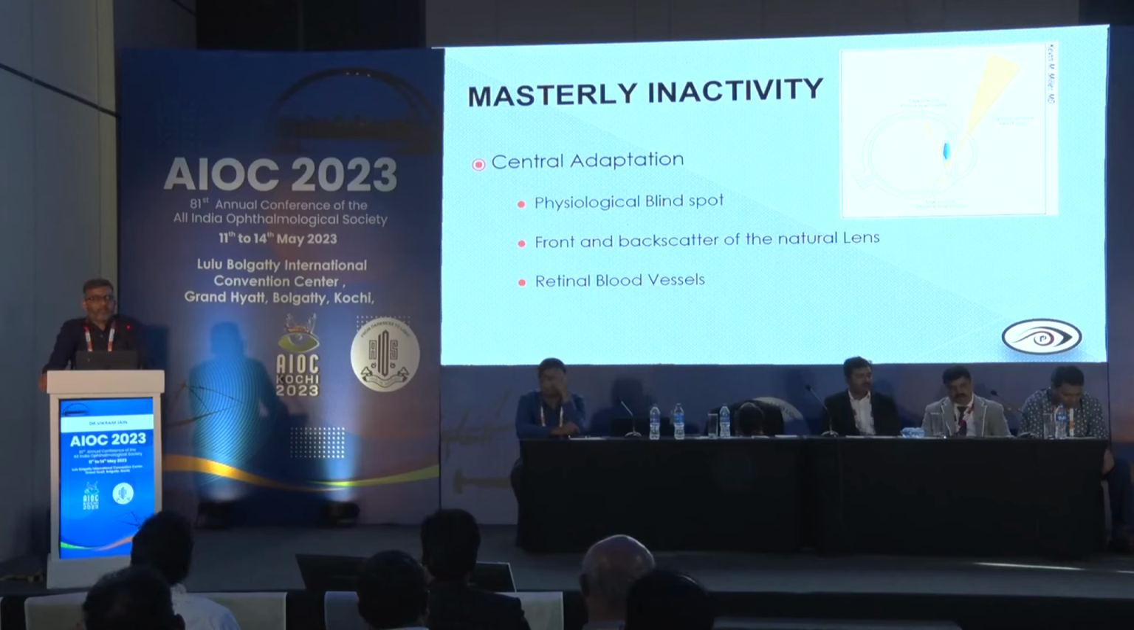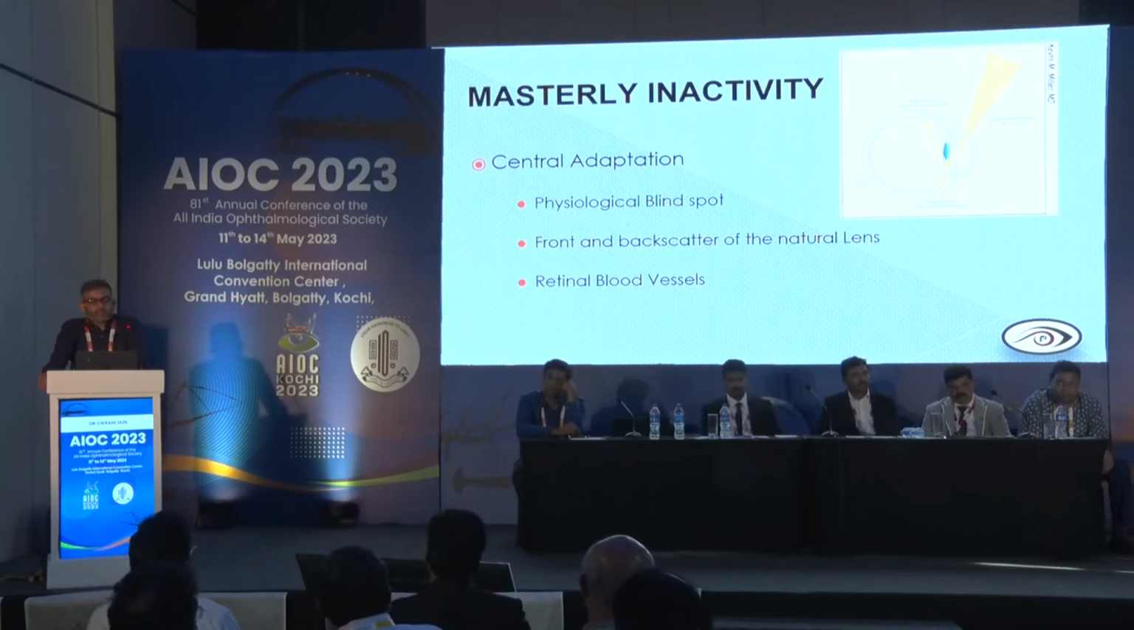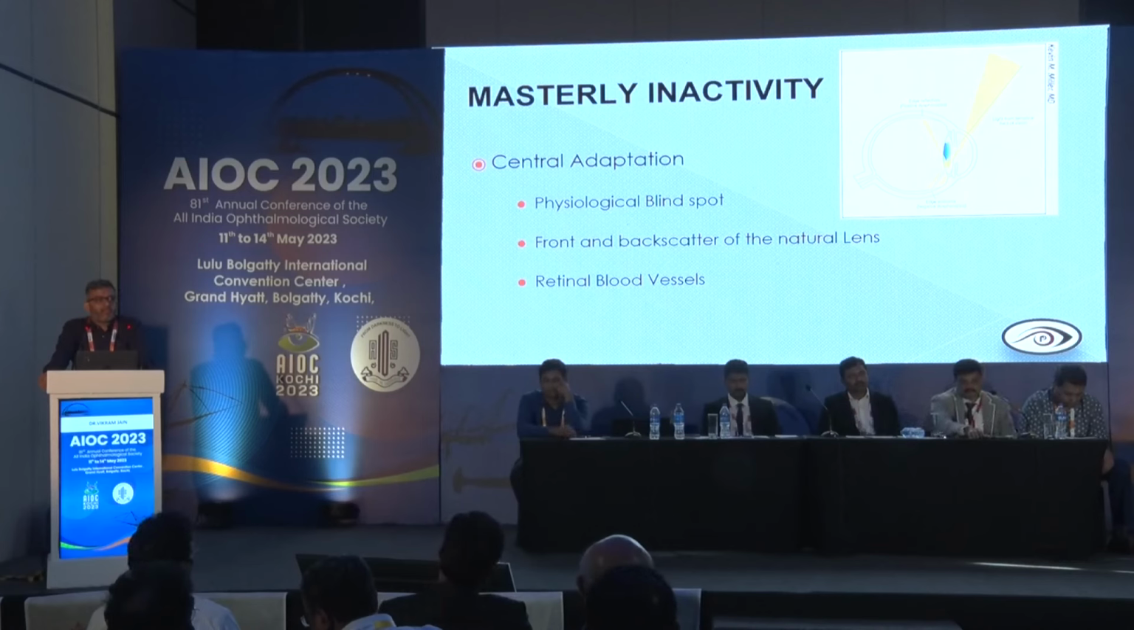In the initial slide, I told you at the end of 1 year, it's from 30%, it becomes only 3%. We all don't see our physiological blind spot. We don't perceive the retinal blood vessels. Our cortex generally learns to suppress this over time. So masterly inactivity is the key in most cases. Only around 2 to 3% would still complain of them.